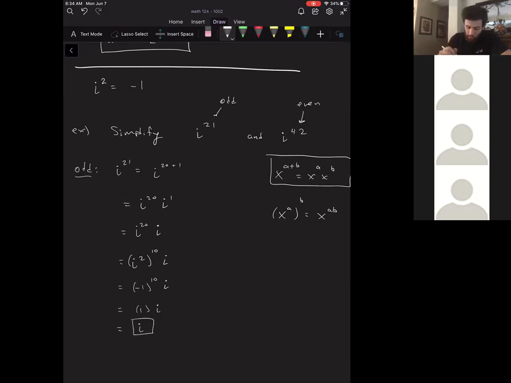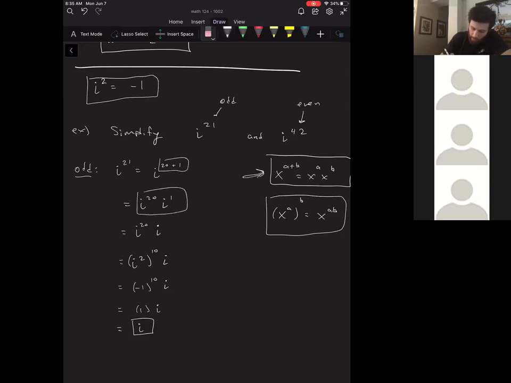So what we just did is we used this property up here to figure out what i to the 21st power is. And this is always going to be the technique for an odd number power. We always take our power, 21, which is an odd number, and rewrite it as 20 plus 1. Then we use this first exponential property, and since we have a 20 plus a 1, we can just write it like this. So that's using this top property.